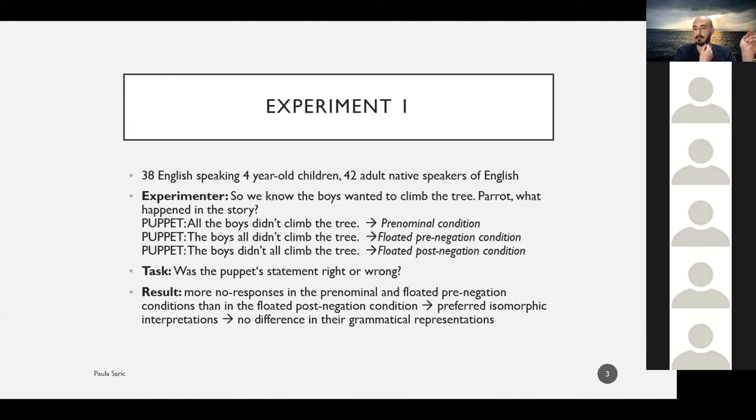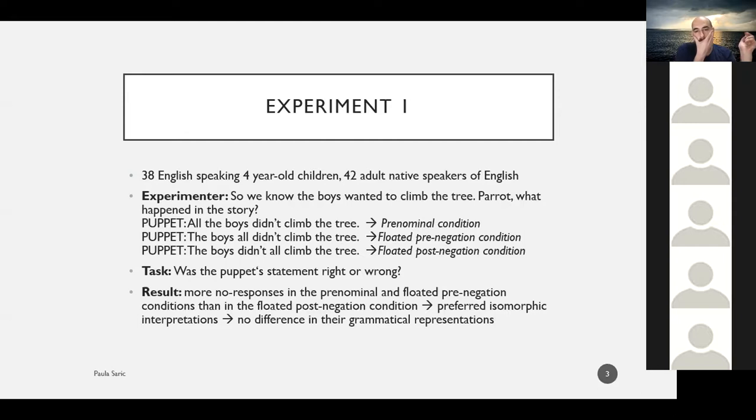So the participants were randomly assigned to one of these 3 conditions. And in the pre-nominal and the floated pre-negation conditions, so the first 2, a wide scope reading corresponded to an isomorphic interpretation, while in the third condition, it corresponded to a non-isomorphic interpretation.